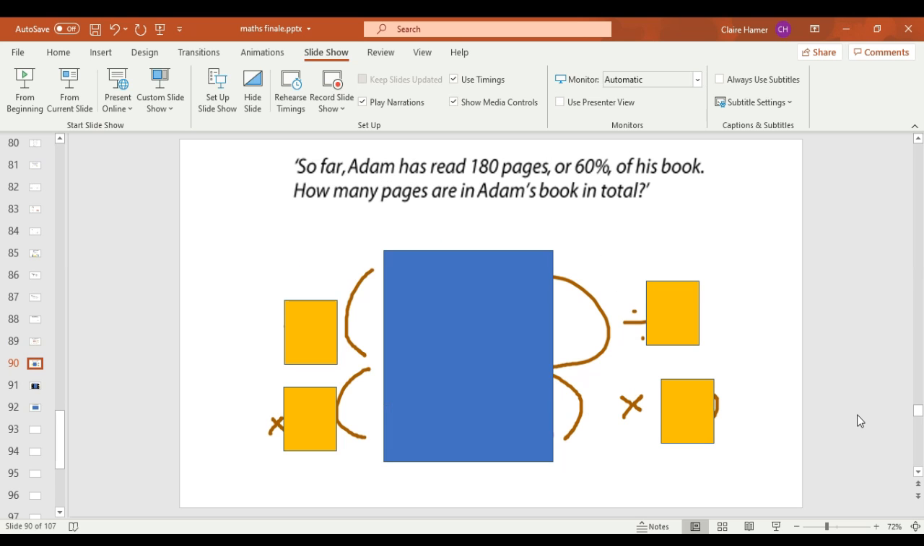Final question, I think. Or maybe we've got 2 more. So far, Adam has read 180 pages, or 60% of his book. How many pages are in Adam's book in total? So what fact do we know? What do we know? What percentage of the book has Adam read? How many pages has he read?